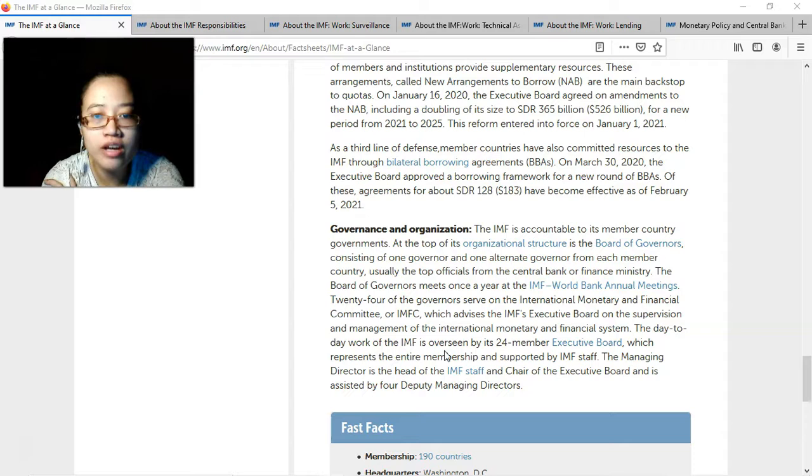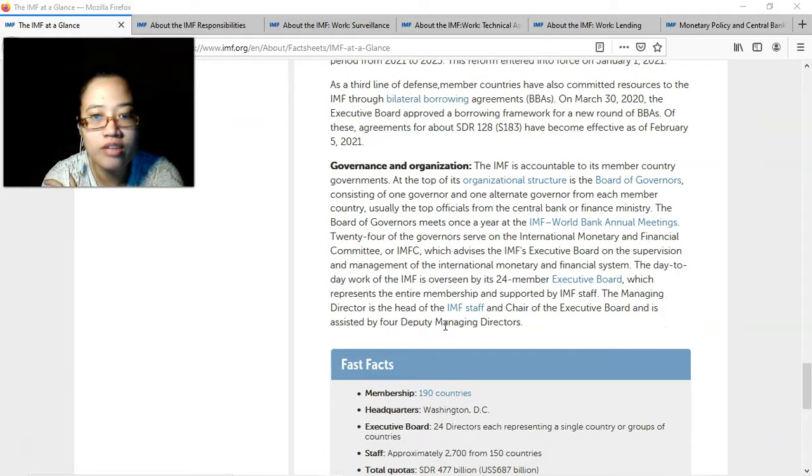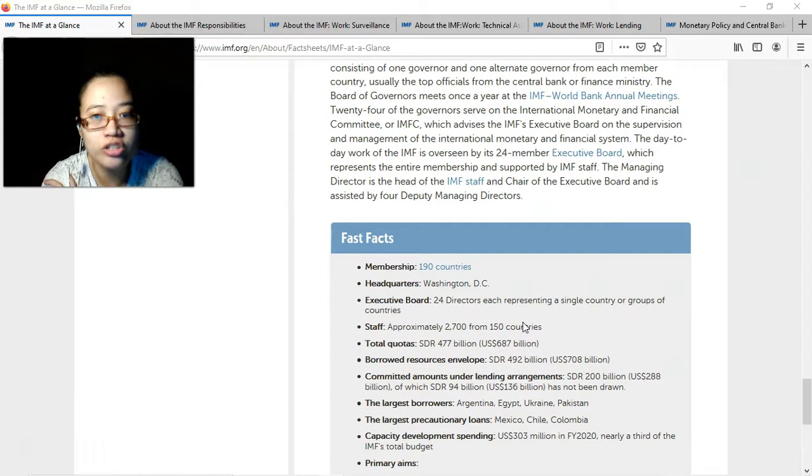The day-to-day work of the IMF is overseen by its 24-member Executive Board, which represents the entire membership and is supported by IMF staff. The managing director is the head of the IMF staff and chair of the executive board, and is assisted by 4 deputy managing directors.